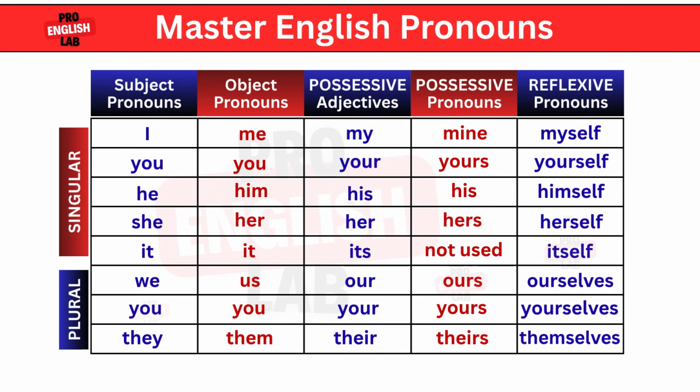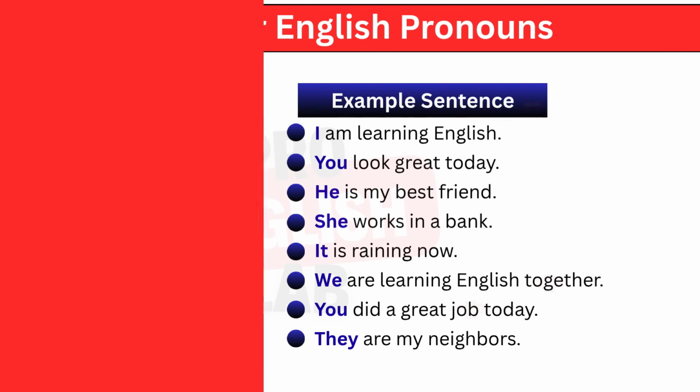Here is a complete pronoun chart in English. We have subject pronouns, object pronouns, possessive adjectives, possessive pronouns, and reflexive pronouns. Now, let's look at each one with examples.